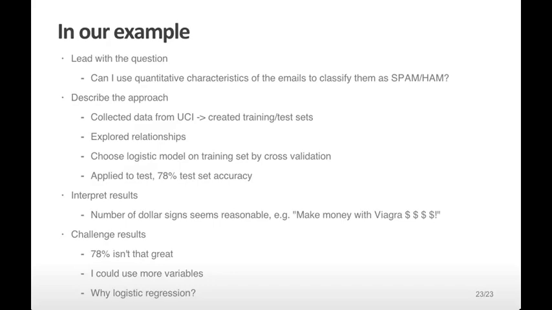You should also include an interpretation of your results such that the number of dollar signs seems reasonable, because if you have emails that say things like make money with Viagra, dollar sign, dollar sign, dollar sign, they're likely to be spam. You should also challenge your results. 78% on this data set isn't that great. You can detect email a lot better than that, and most email companies do.